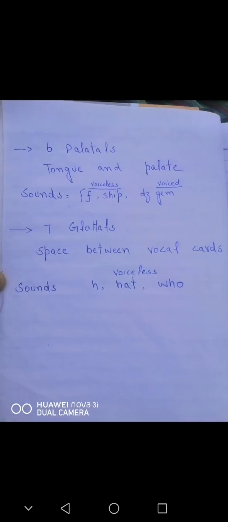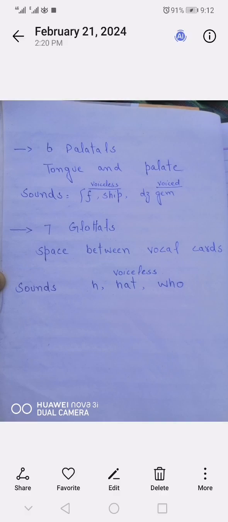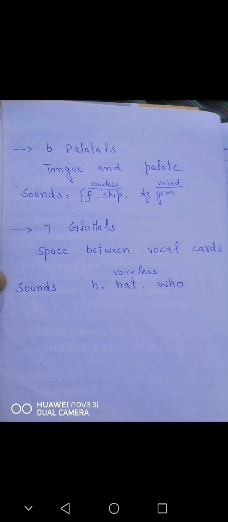So sixth one is palatals. Sounds produced when the tongue blade touches the roof of the mouth or the hard palate. Sounds like sha and ja. Here the spelling of gym is Gym. Correct it yourself, please. Ship, shop, gym.